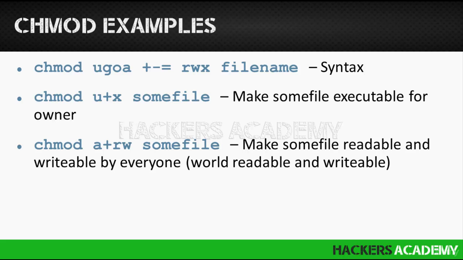So for example, if I want to make a file executable for the owner, I would do chmod U plus X and the file name. If I want to make a file readable and writable by everybody, I would do chmod A plus RW, the file name. So in the last example, I'm saying change mode for all, add the read and write permissions to that file. And this is what we call world readable and writable files. World writable files, by the way, are a big security misconfiguration. We'll learn more about that in other advanced courses.